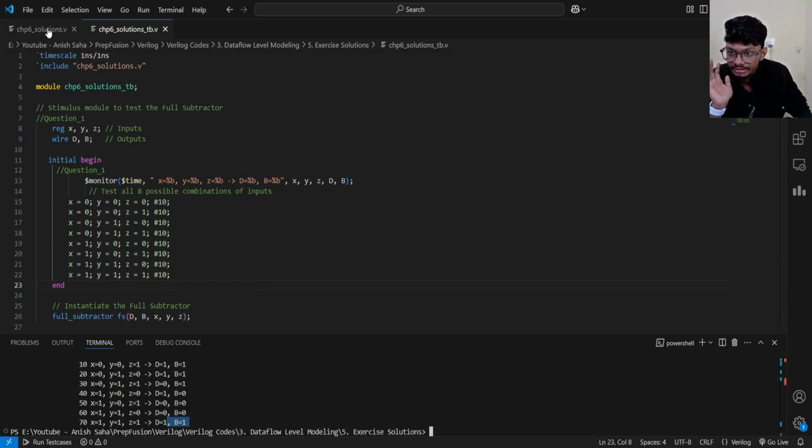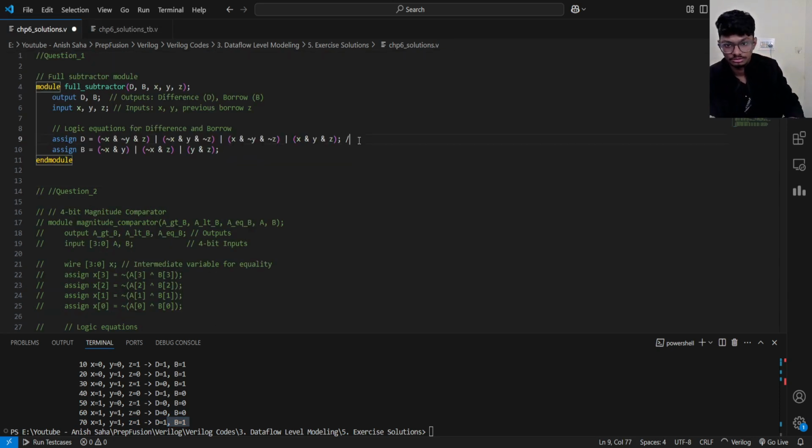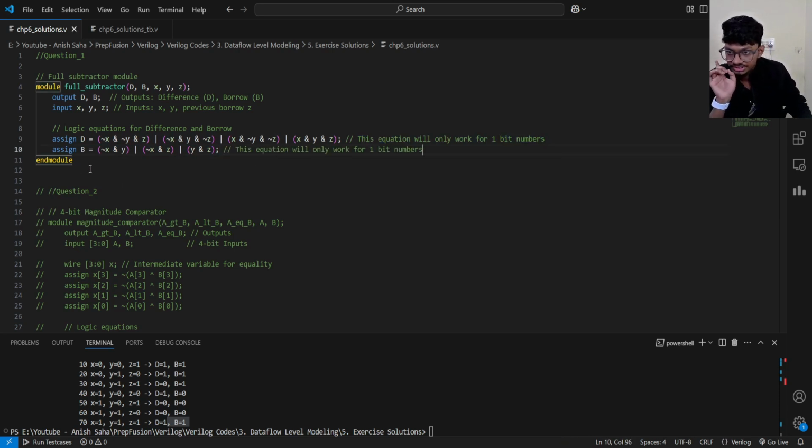I just wanted to write here that this equation will only work for 1-bit numbers. It will not work for higher bit numbers because all of these are bitwise operators, and the complement of x can be something else, so just be careful about this. All these equations will work for 1-bit numbers. So that was question 1.